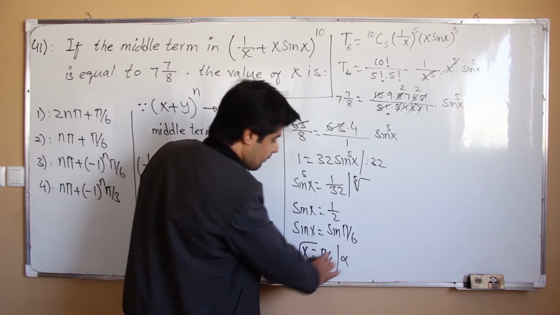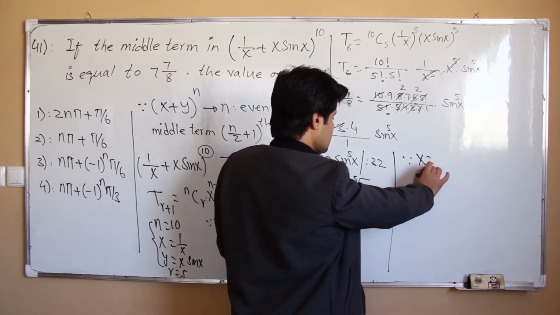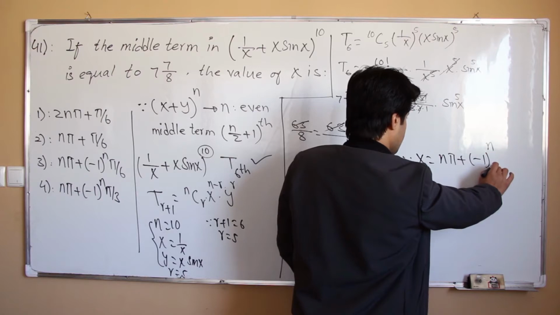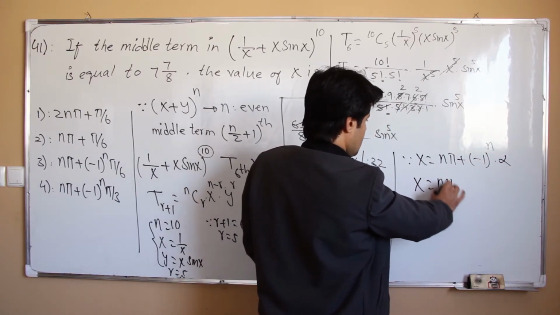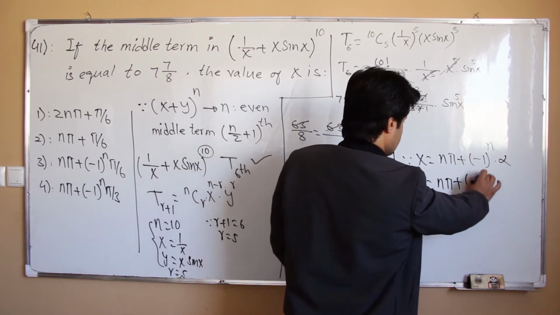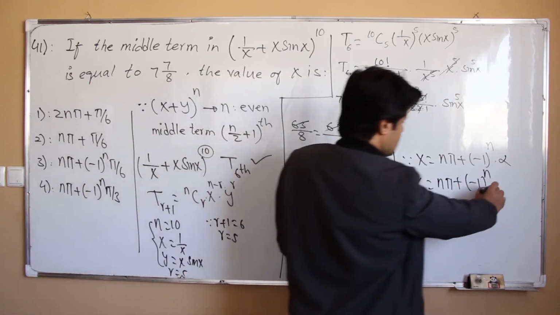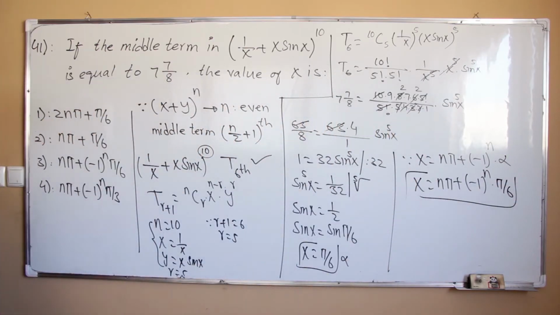This is your alpha. Now the general formula for sine is x equals n pi plus (minus 1) raised to the power n times alpha. So x is n pi plus (minus 1) raised to the power n, and instead of alpha it is pi divided by 6. I think number 3 is the correct option. Write it please.